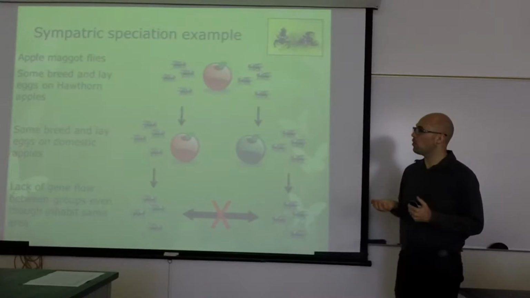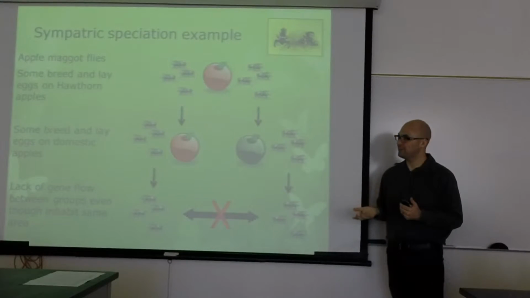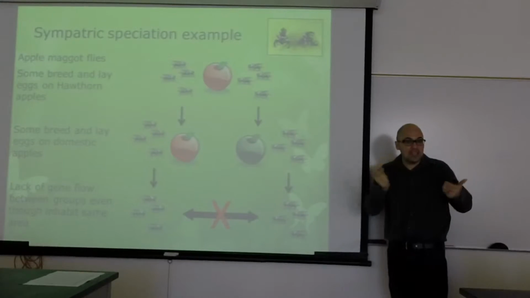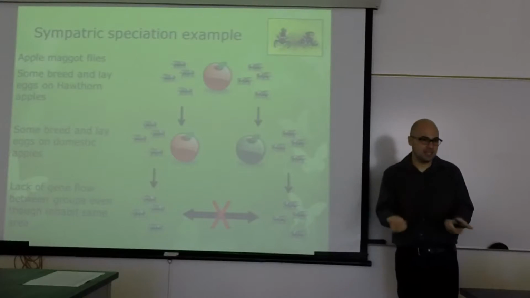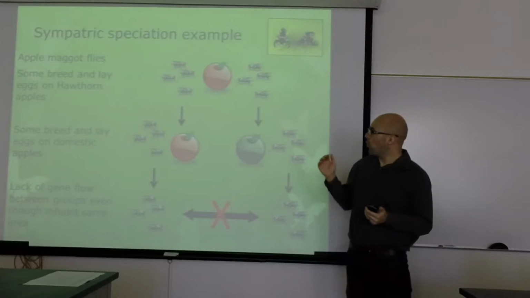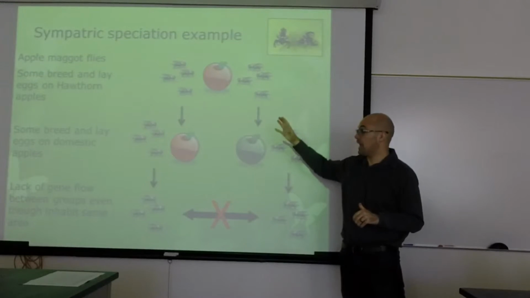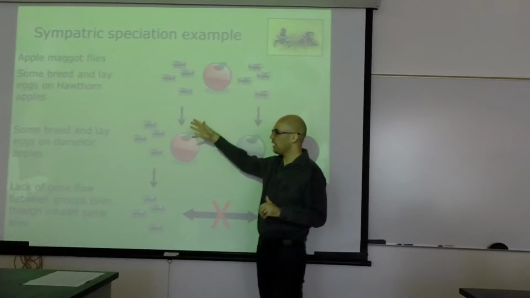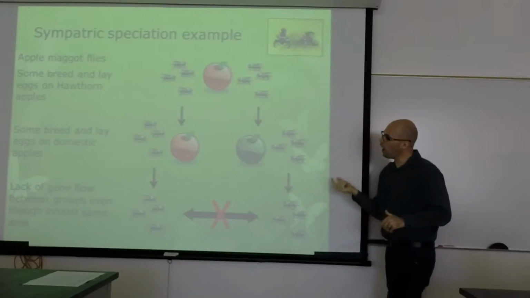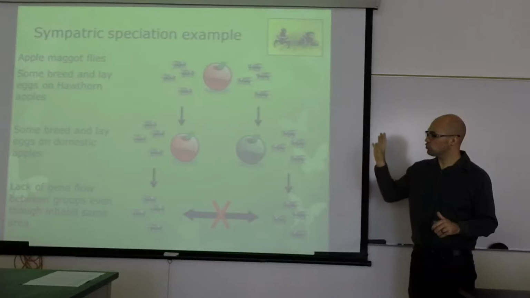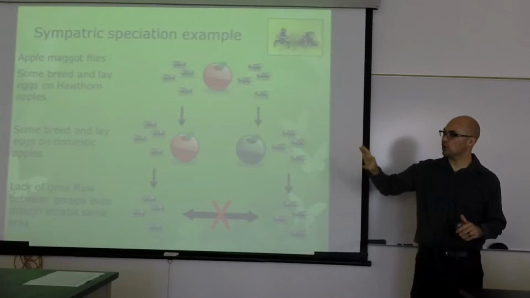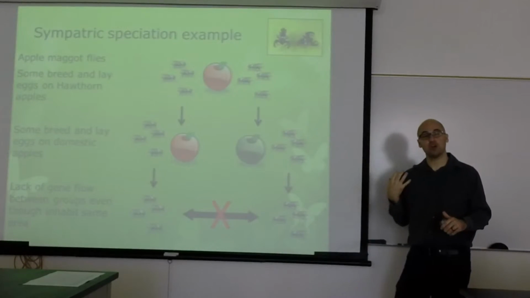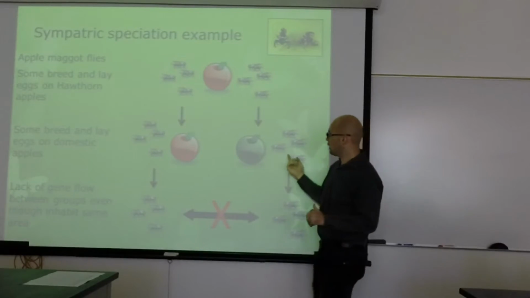A really well-known example are apple maggot flies. As you can imagine, an apple maggot fly is a little fly. It lands and it breeds on the apples, and then it lays its eggs in the apples, which hatch into maggots and eat in the apple. Well, what's happened is that there are several different types of apples. There's hawthorn apples and there's domestic apples. Some flies breed and lay eggs on hawthorn apples, and some breed and lay eggs on domestic apples. And so what happens is you get this separation.